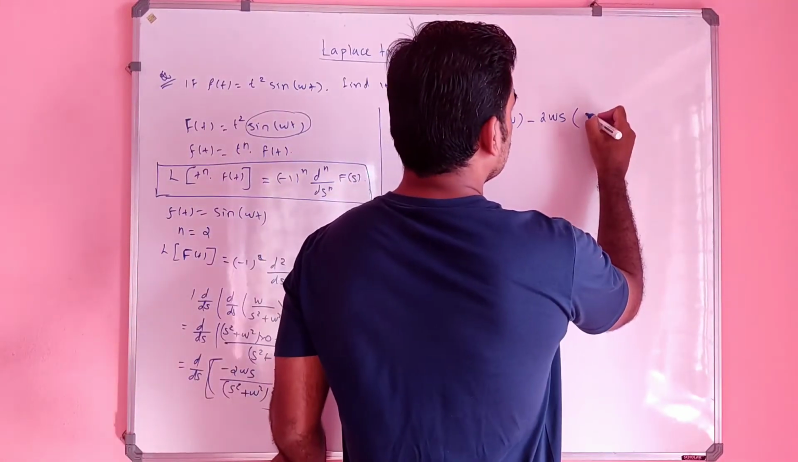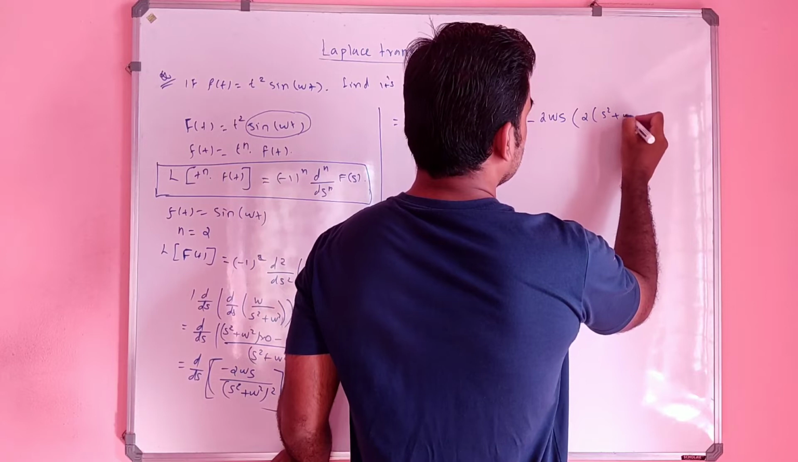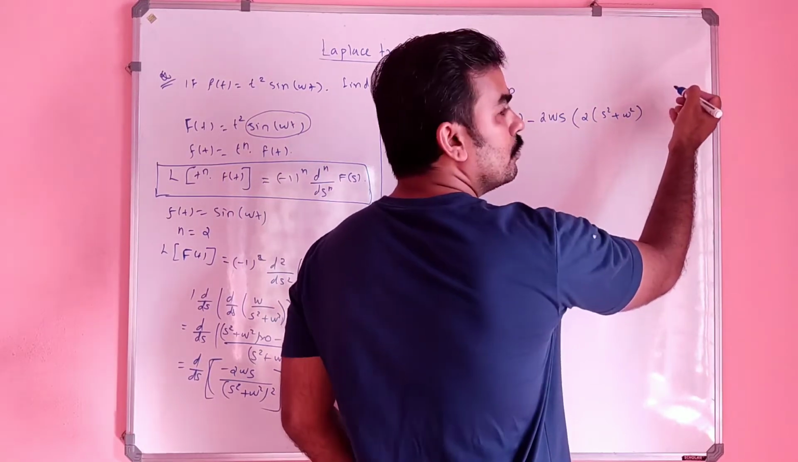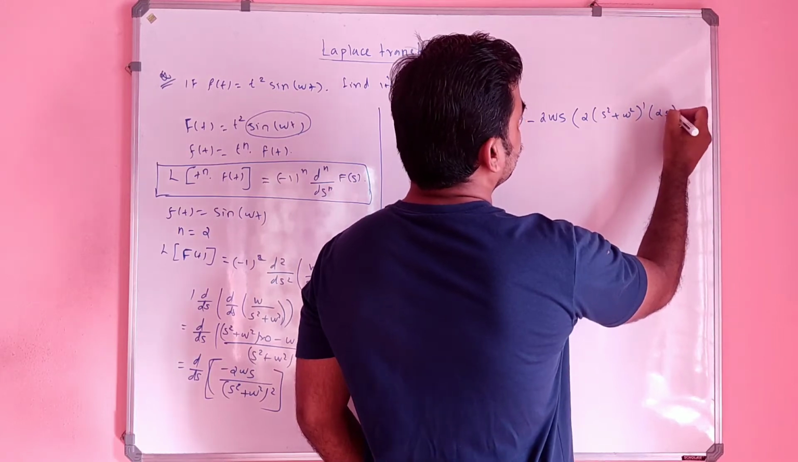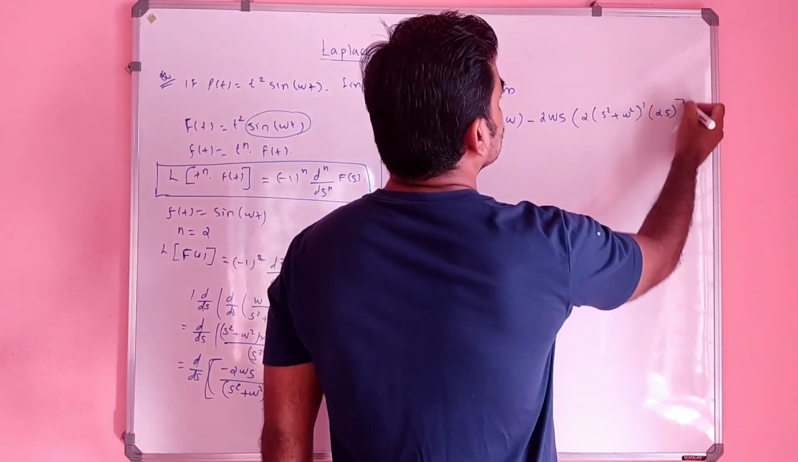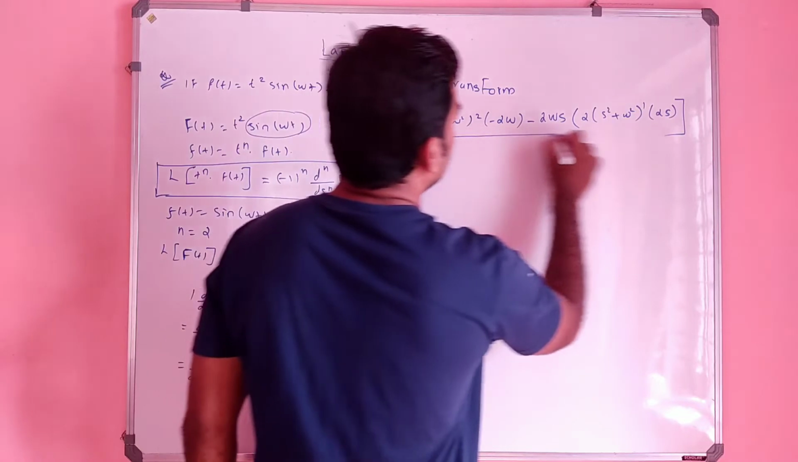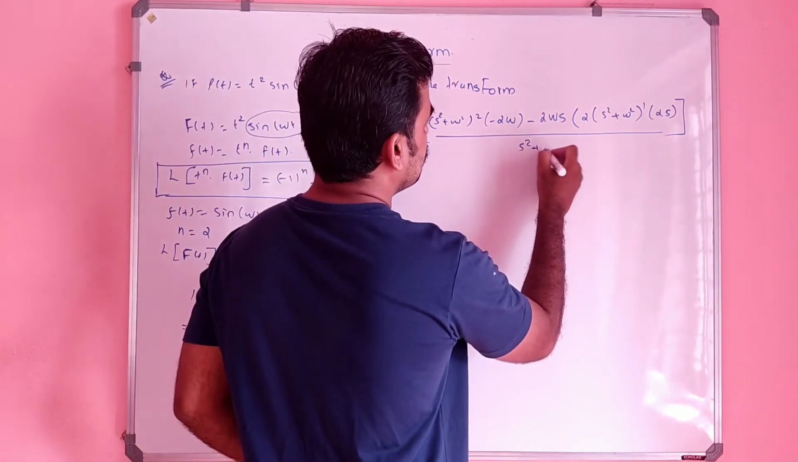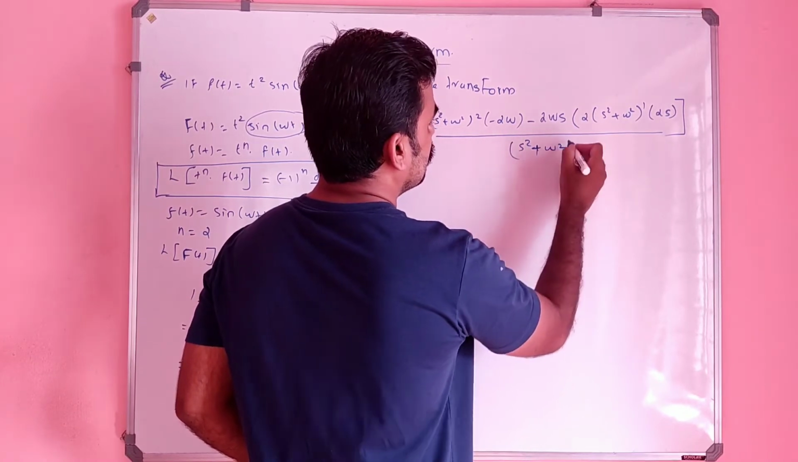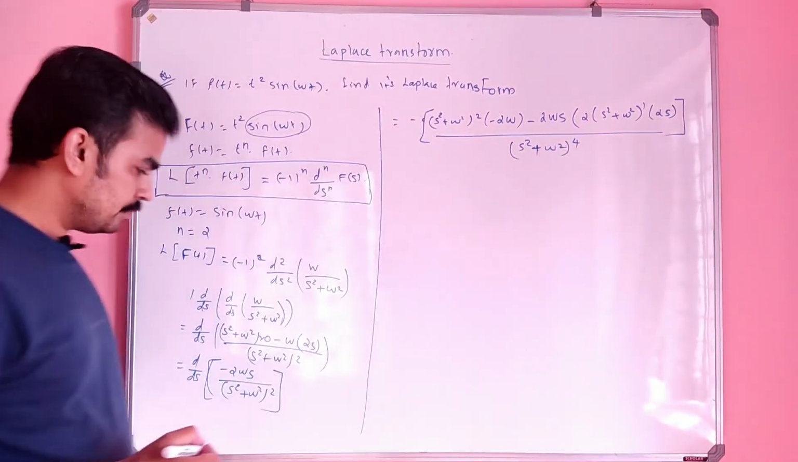2 into s square plus omega square raised to 2 minus 1, which is 1, into 2s, whole divided by the denominator square again. So s square plus omega square the whole raised to 4.